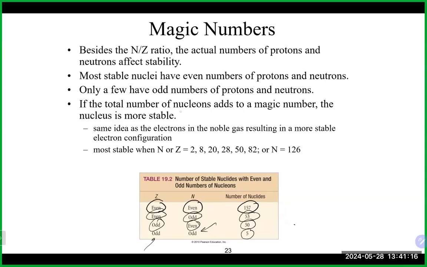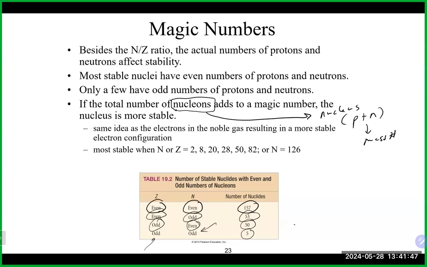Also, nucleons is something that's used a lot in nuclear chemistry. It basically means the particles in the nucleus. So really what we're talking about there in most cases is protons and neutrons, like the mass numbers. And if the total number of nucleons adds up to a magic number, the nucleus is stable. It's kind of like things adding up to an electron configuration or noble gas configuration, which is really, really stable.